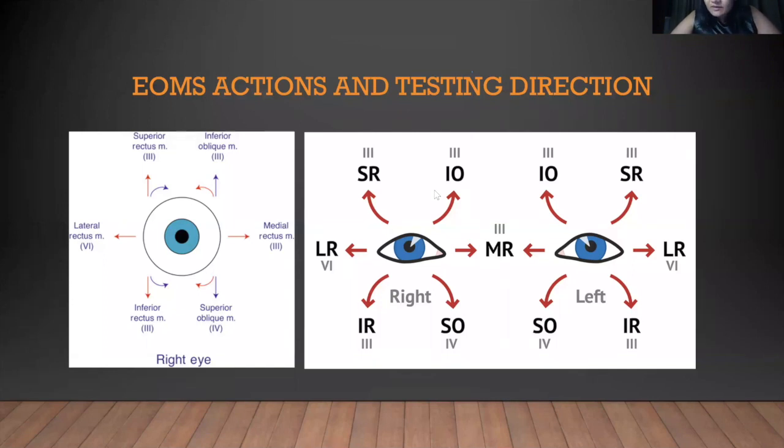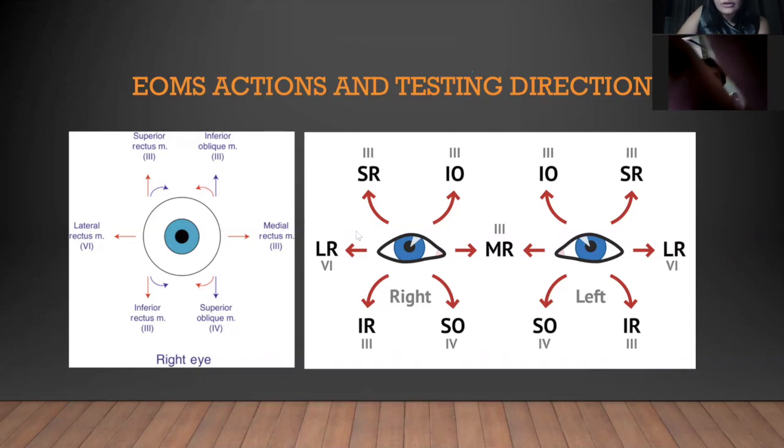Where you assess for the muscle action is in these positions. So if you're looking at the right eye and you want to look for the action of inferior oblique muscle, you're going to ask the patient to look in this direction to look for inferior oblique, this direction to look for superior rectus, inferotemporally for inferior rectus, and superonasally for superior oblique. Okay.